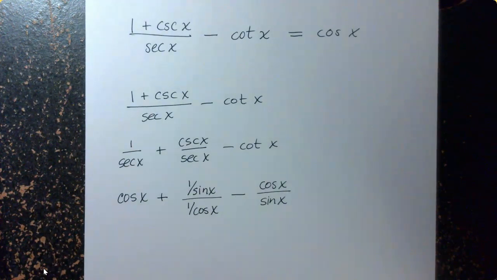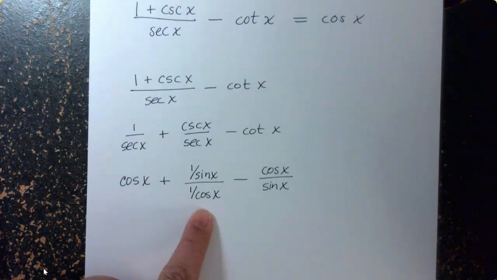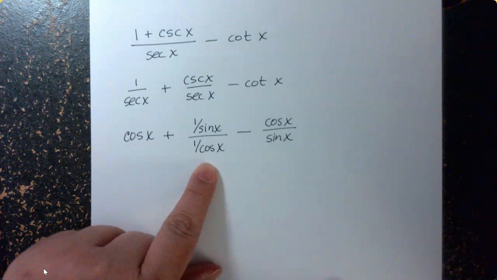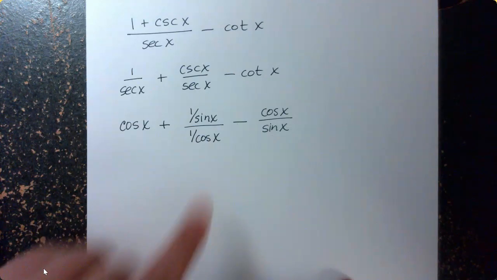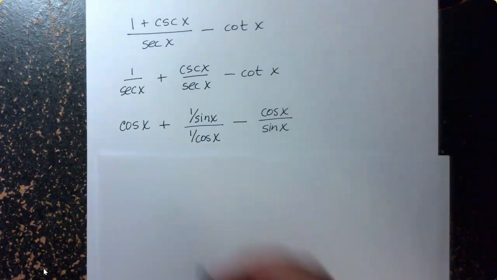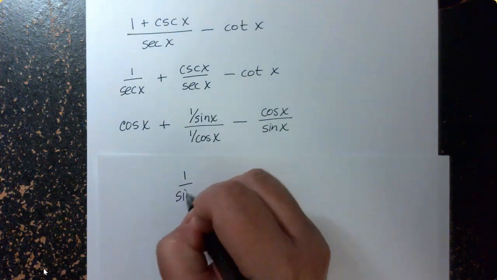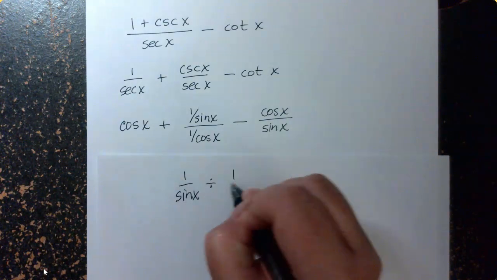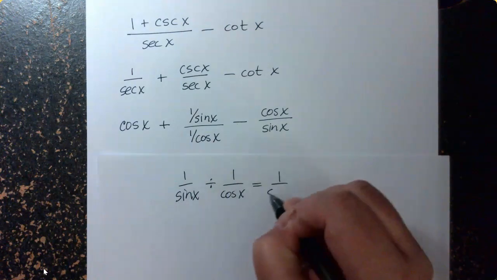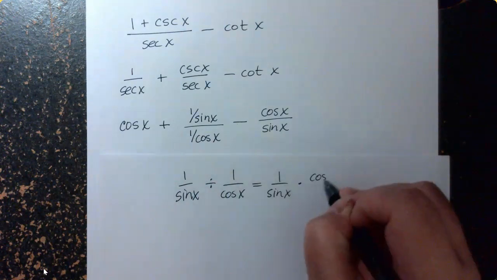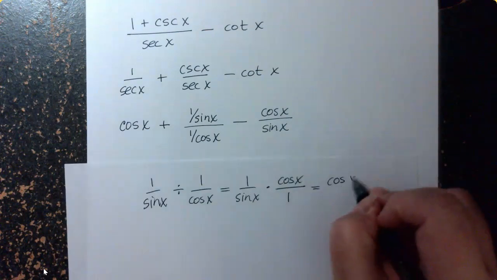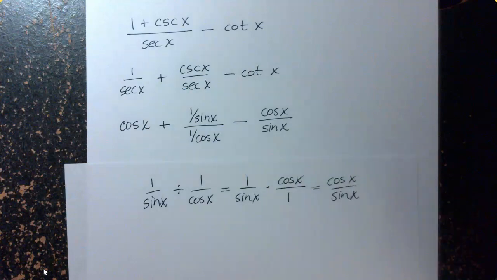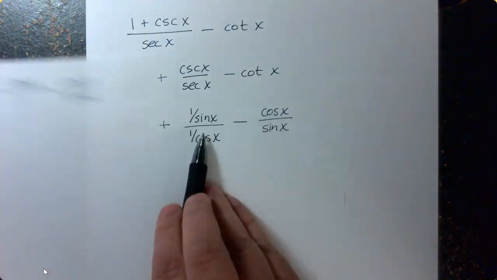All right. Well, looking at this, I need to figure out how this little fraction simplifies. And remember, when you're dividing fractions, it's the first one times the reciprocal of the second one. So just to the side here, I'm going to say 1 over sine of x divided by 1 over cosine x equals 1 over sine times cosine over 1. So this is going to equal cosine over sine. That's handy, because look what's here. Cosine over sine, I'm going to replace that.